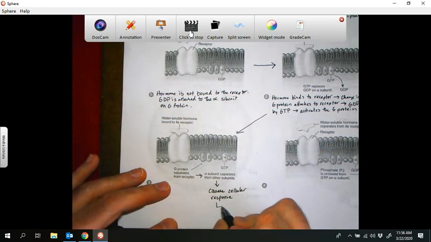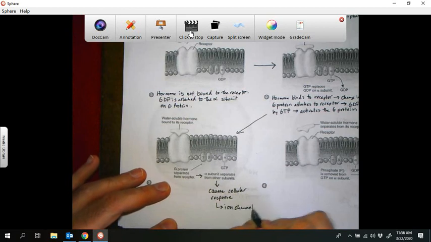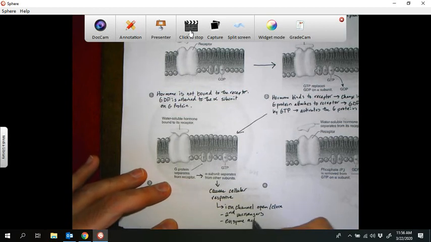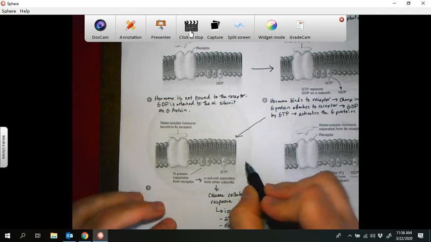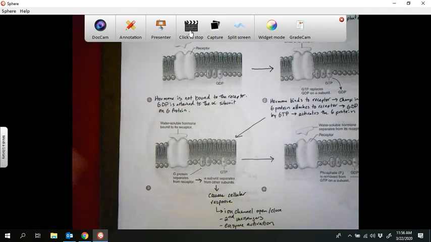And these can include a lot of other things. These can include ion channels open or close. We could have secondary messengers. We could have enzyme activation. And we're going to look at one of those in the next video, and that's going to be enzyme activation. But after this happens and we start the cellular response, we have to go back to normal.